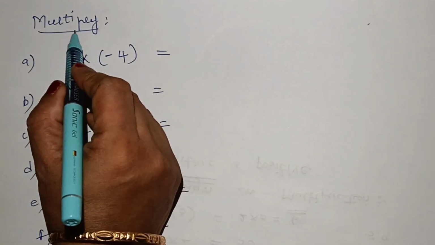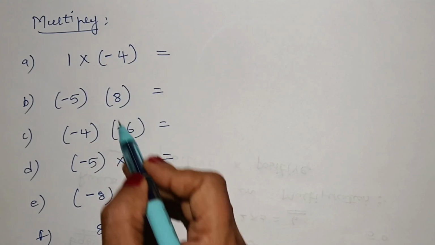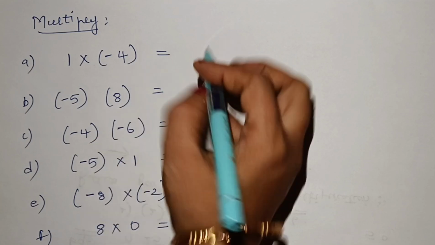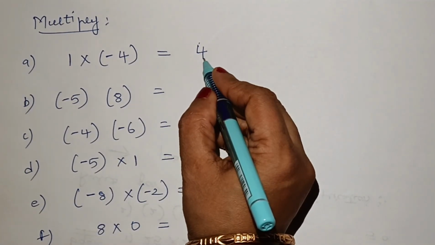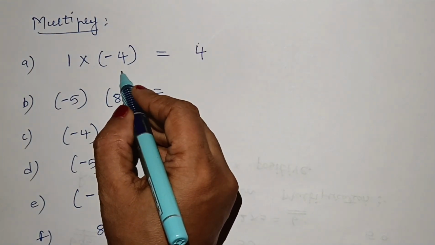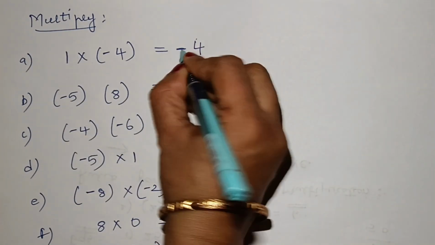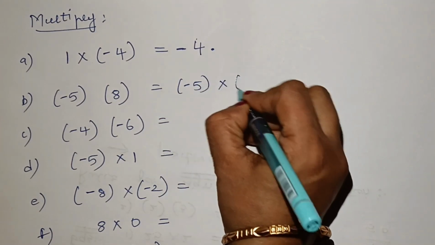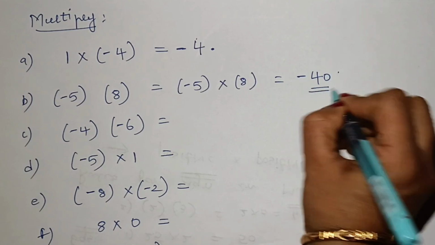In case of multiplication of integers, just multiply the numbers without the sign. 1 4s are 4. Are you getting? Once the product is obtained, give the sign according to the rule of multiplication which was explained earlier. Okay, so 1 4s are 4, minus 4. Now, no sign is there. It means it is into. Are you getting? 5 8s are 40, minus 40.